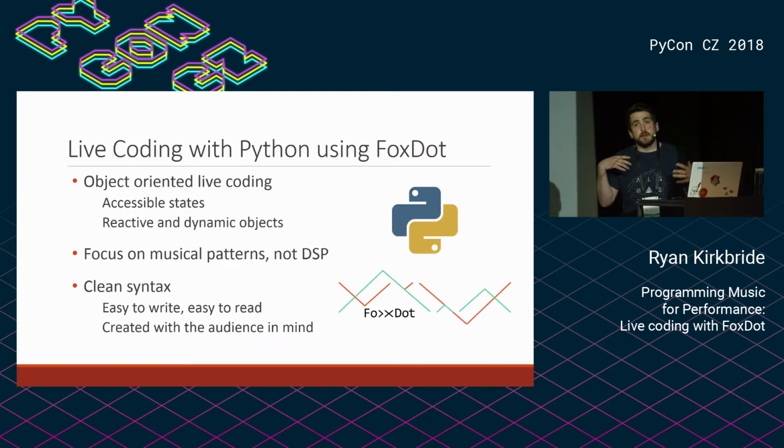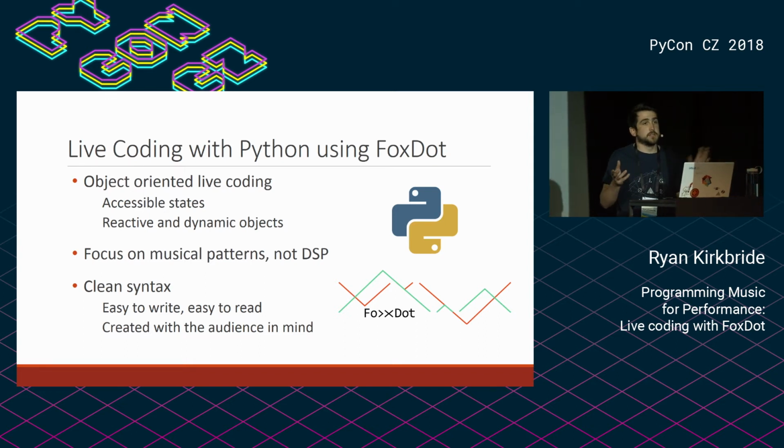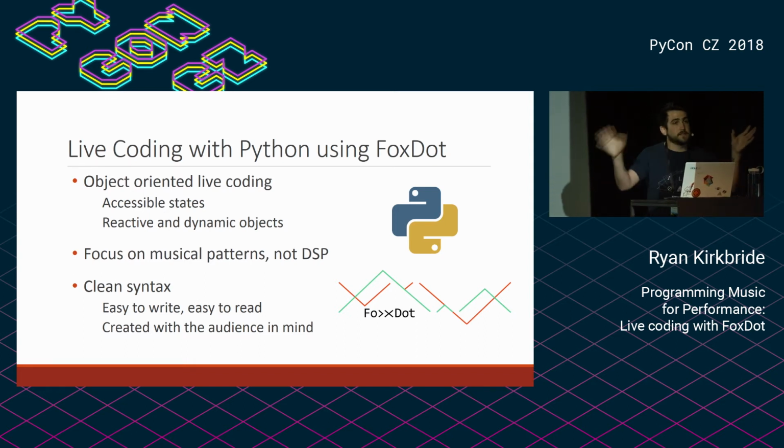So yeah, for me, I wanted to create a live coding environment that really focused on the object-oriented side of things. I wanted to be able to access states of certain things. So if I had a melody going on somewhere, I could access that melody and do something with it. And also, I wanted these kind of relationships to be dynamic. So if I changed that melody that's being referenced by this other thing going on here, that would also change along with it.